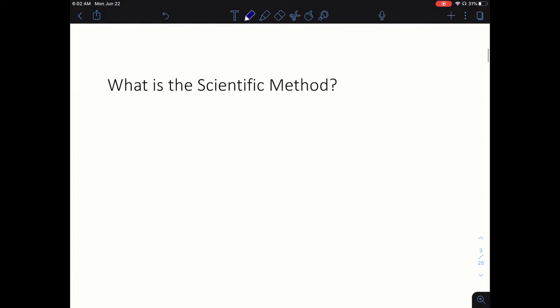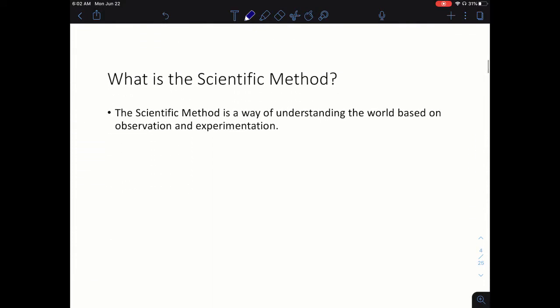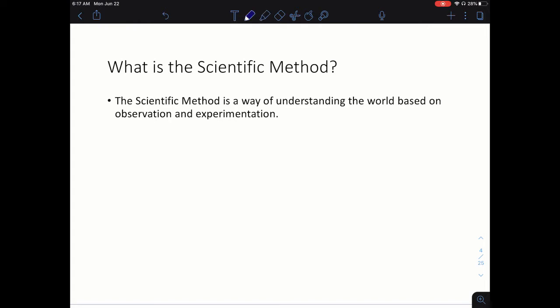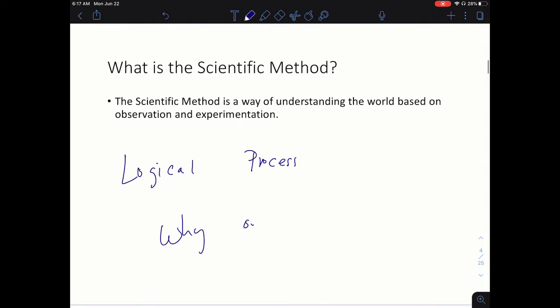What is the scientific method? Yes, the scientific method is a way of understanding the world based on observation and experimentation. The scientific method is a logical process that one can follow when they're wondering why or how something works.